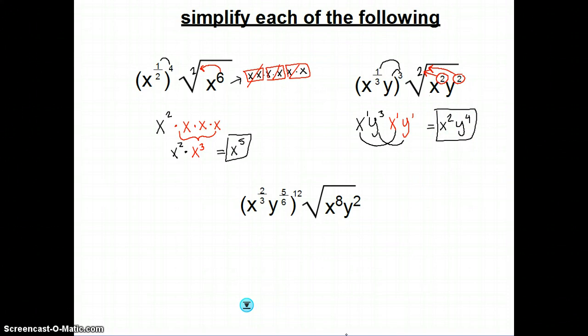Go ahead and pause the video and try the next and last example for the day on your own. You should have simplified this all down to x to the 12th times y to the 11th.